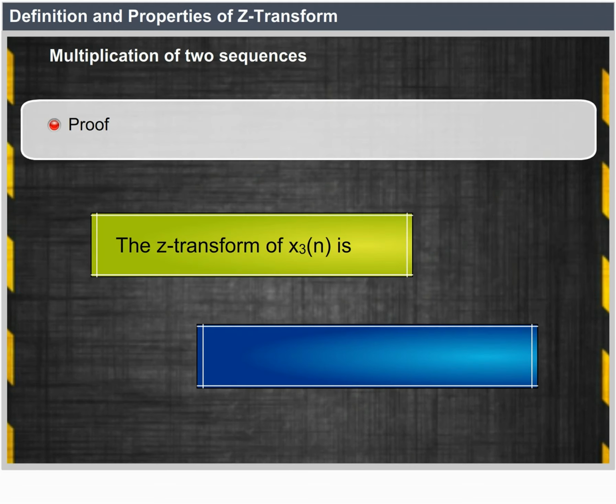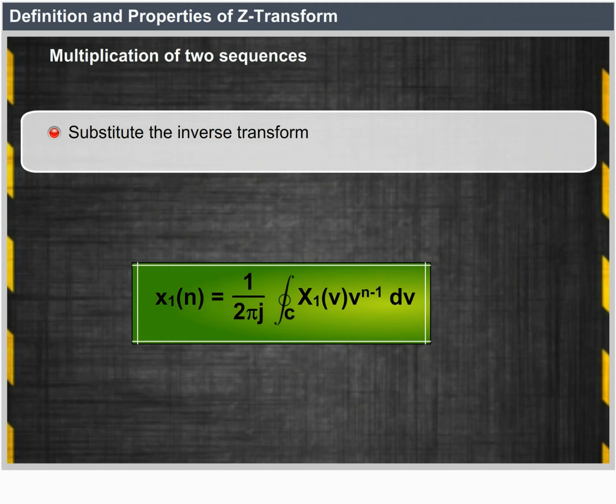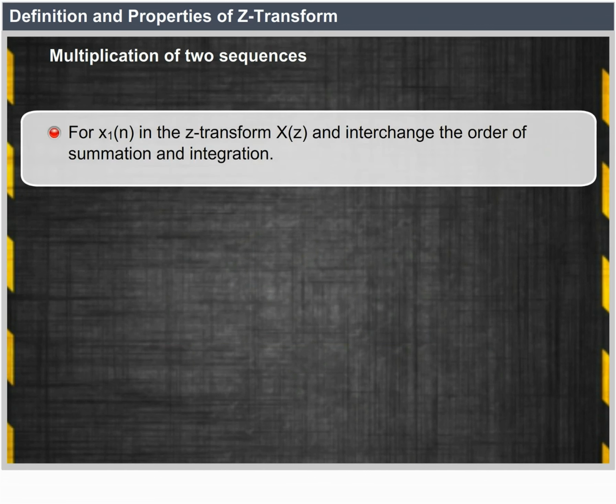Proof. The Z transform of x(n) is X(z) equal to summation n equal to minus infinity to plus infinity x(n) into z power minus n, equal to summation n equal to minus infinity to plus infinity x1(n) into x2(n) into z power minus n. Substitute the inverse transform x1(n) equal to 1 divided by 2 pi j closed integral X1(v) into v power n minus 1 into dv for x1(n) in the Z transform X(z) and interchange the order of summation and integration.